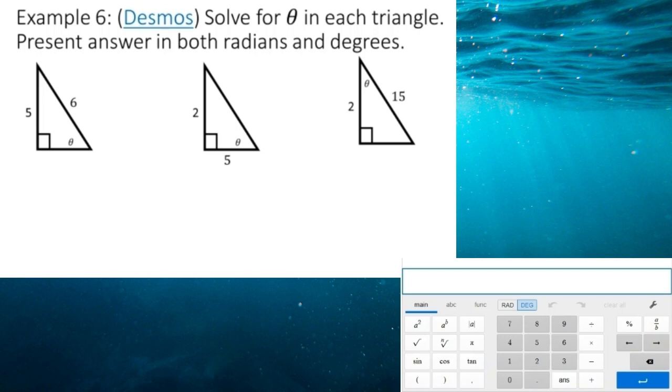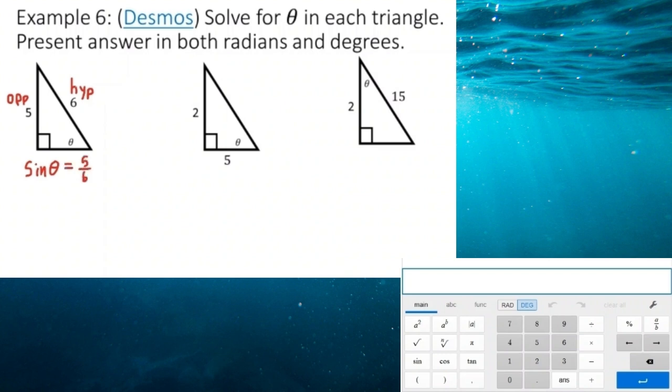In order to identify the trig function, we need to label the parts of our triangle based off of the angle that we're trying to solve for. So looking at the first triangle, our side of length 6 will be the hypotenuse, and the side of length 5 we see is the opposite side of theta, so that is the opposite. Which trig function relates opposite and hypotenuse? That would be our sine function. So sine theta would equal 5 over 6.